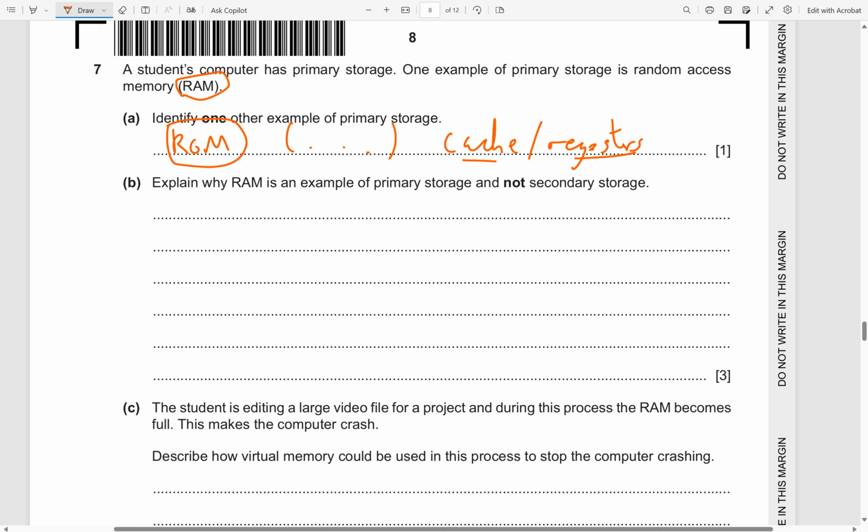Now, the definition of primary storage: there's basically one main definition, and that's that it can be accessed directly by the CPU. If we have secondary storage in contrast, in theory there are ways to access it directly, but generally it can't be directly accessed. It first has to be stored in an intermediate location.